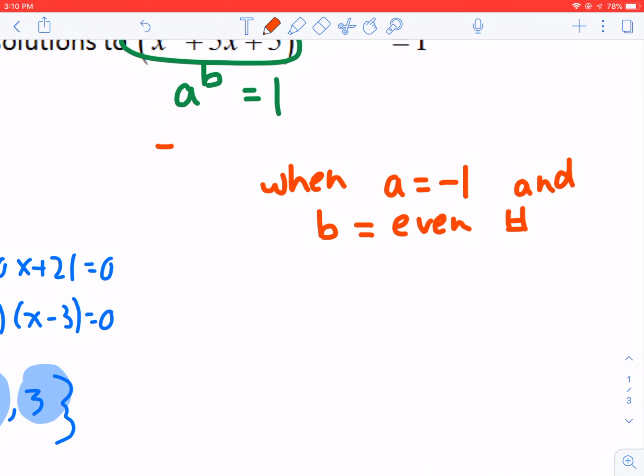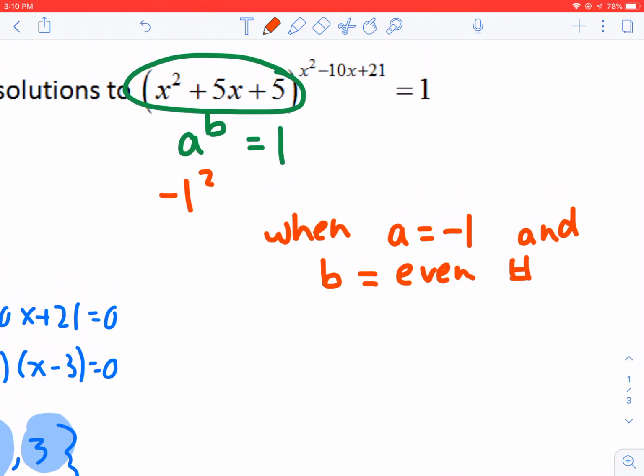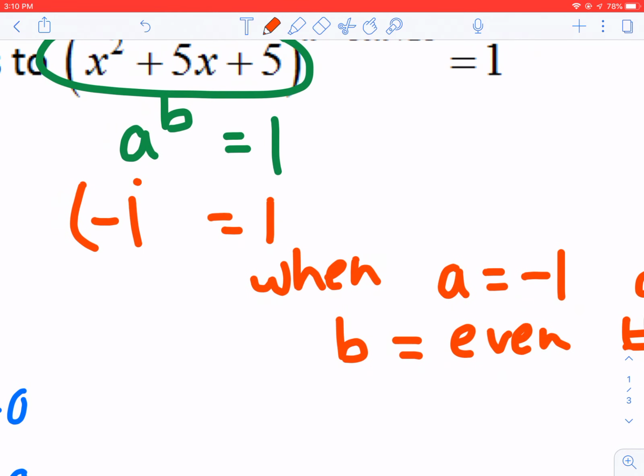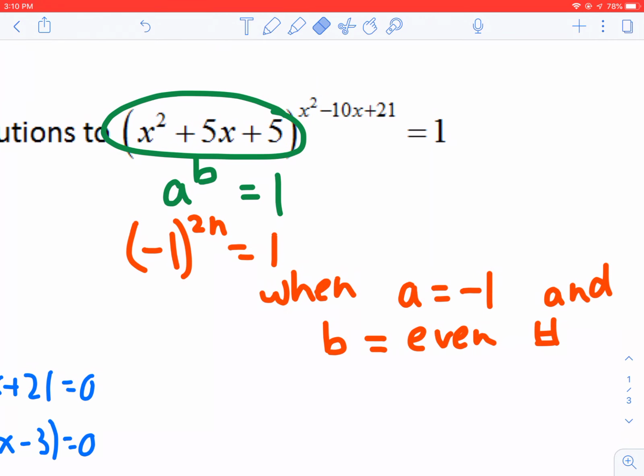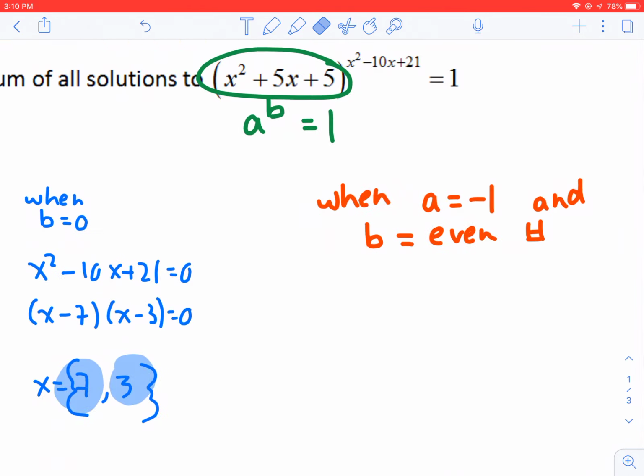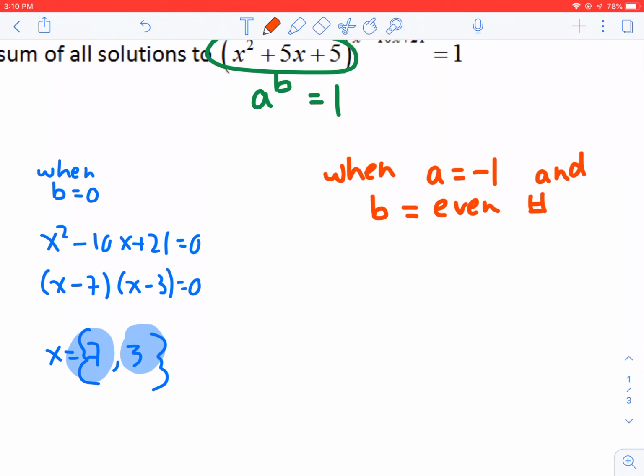Right? Because we know if we have -1 raised to the second, -1 in parentheses now, that's going to equal 1. Or -1 raised to the 4th, or to the 6th, or to the 8th, or to the 10th, etc. So we can say in general, raised to the 2n power, where n is a whole number, because 2 times any whole number will be even. In other words, the exponent has to be an even number. So let's see what happens in this scenario.